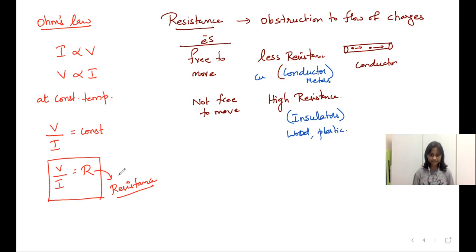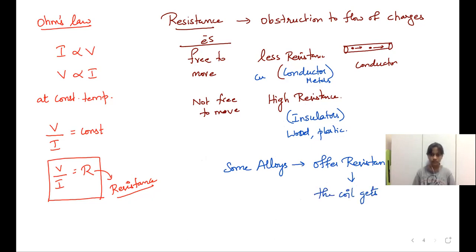There are some which allow the resistance to build up. Because of the higher resistance, but not very high, the flow of charges will be there, but at the same time they will create a heating effect. Some alloys are created such that they offer resistance so that the coil gets heated, like heating devices, geysers, normal heaters, toasters, iron box.